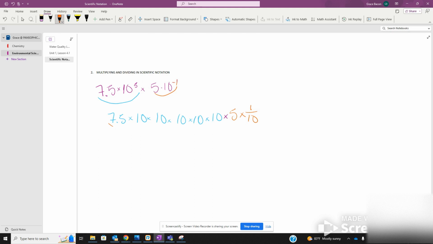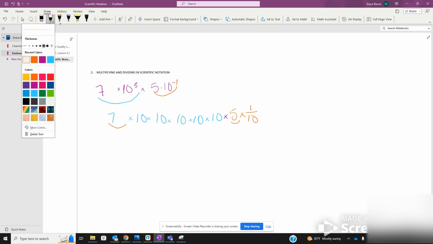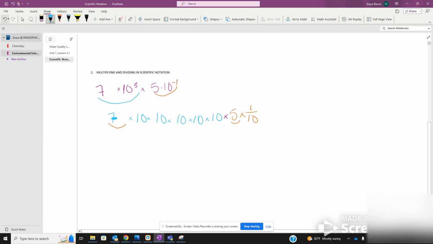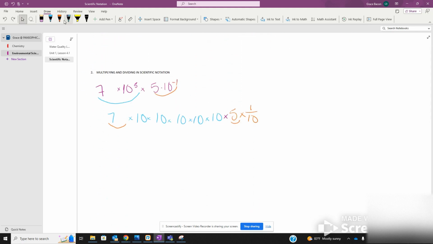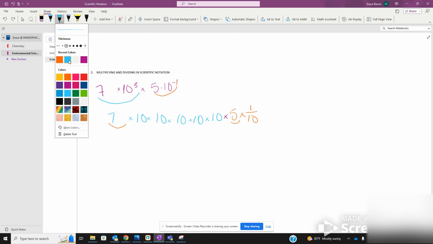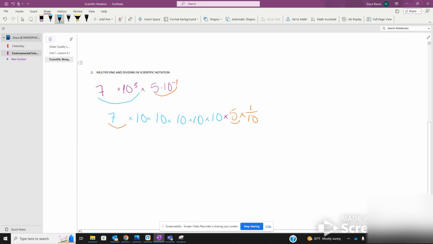Okay, so I'm going to take these numbers and multiply them. Oh, I don't know why I made this 7.5. This should just be 7. I made it more confusing than I needed to. I need my line. Okay, losing it. If I had video editing skills, this is the part I would edit out, but I don't, so you'll see it. Okay, so 7 times 10 times 10 times 10 times 10 times 10 times 5 times 1/10.